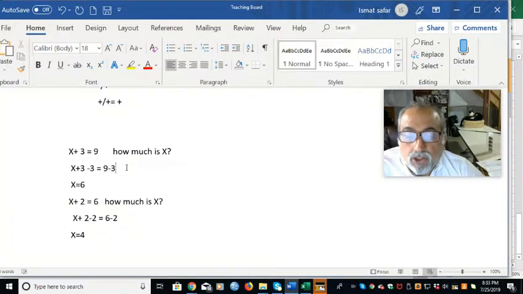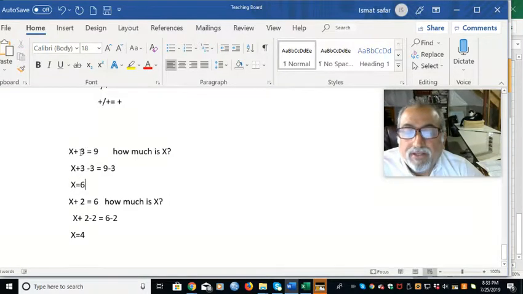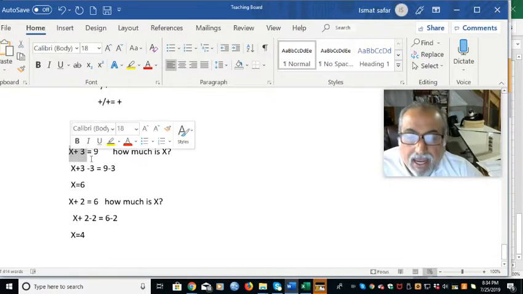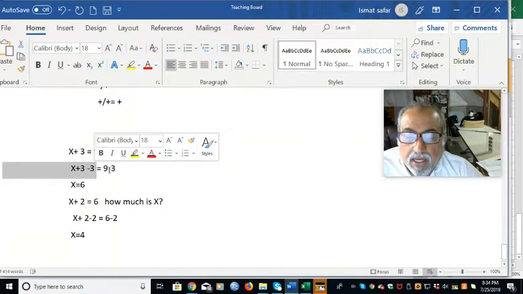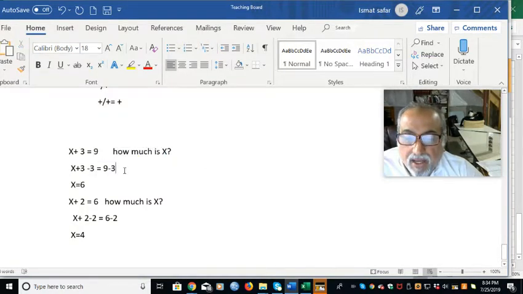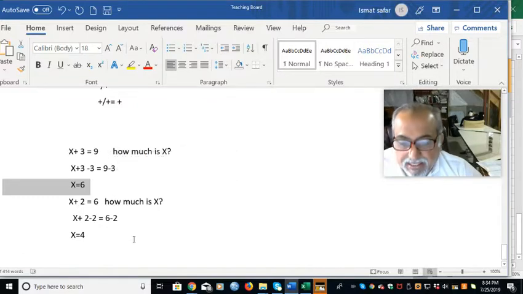So if x equals 6, let's go over it one more time. X plus 3 equals 9. So let's subtract 3 from this side and subtract 3 from this side. So x plus 3 minus 3 is x, and 9 minus 3 is 6. So x is 6.